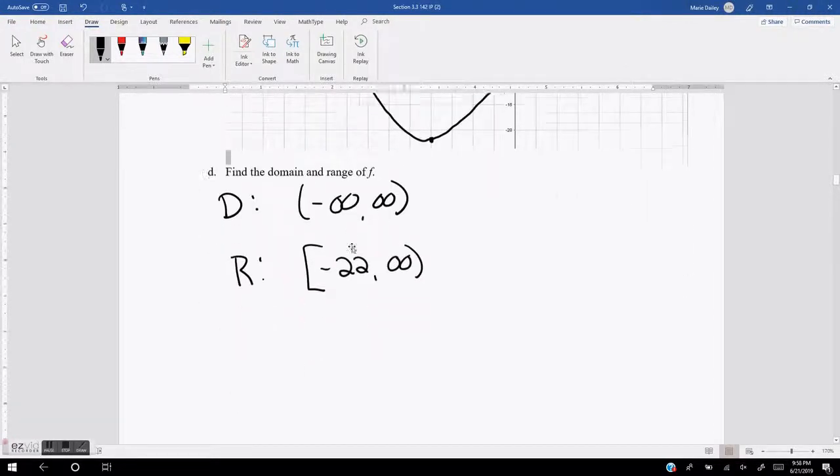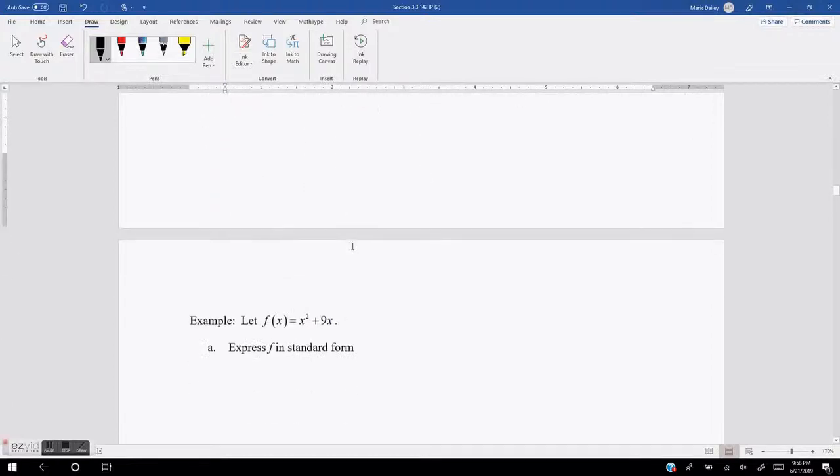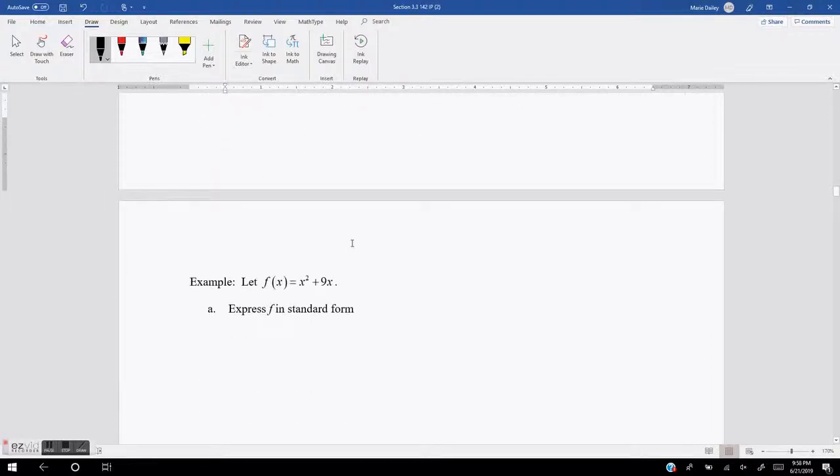So that looks fantastic then. All right, let's go ahead. Let's have some fun. I want to now take a look at x squared plus 9x. Part A asks me to write this in standard form.